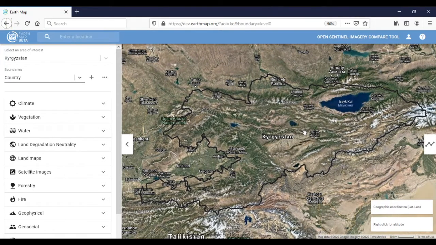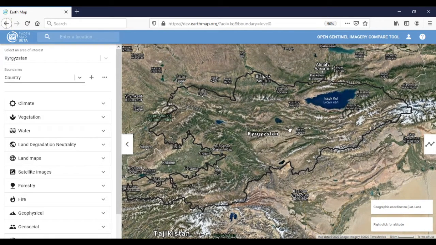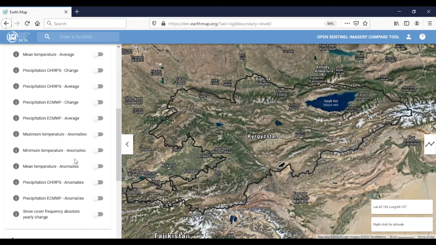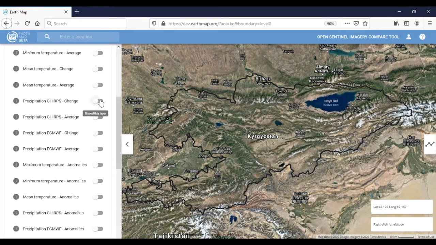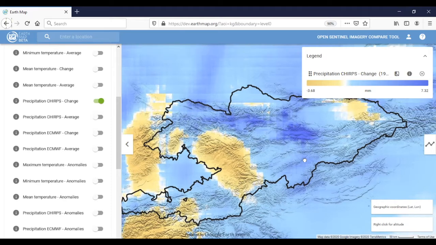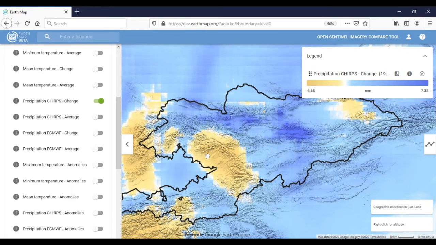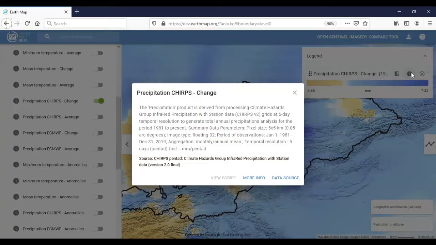In order to understand regional differences, the spatial distribution of precipitation anomalies in the whole Kyrgyzstan can be assessed. For this, we can activate the precipitation change layer at the national level to see that in main parts of the Kyrgyz territory, precipitation has increased, but in the target region, in the western mountain region of Kyrgyzstan, precipitation has decreased. This information is from 1981 to 2019.